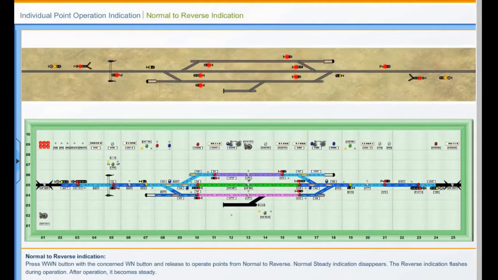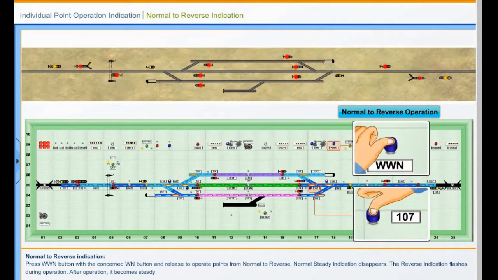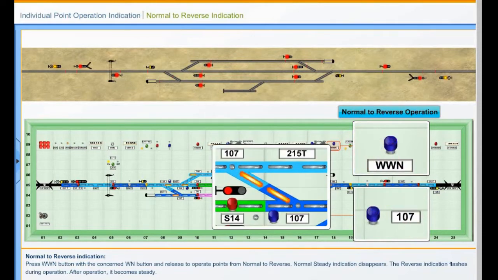Individual point operation indication. Normal to reverse indication. Press Common Point button WWN along with the Concerned Point button WN simultaneously and release to operate point from normal to reverse.